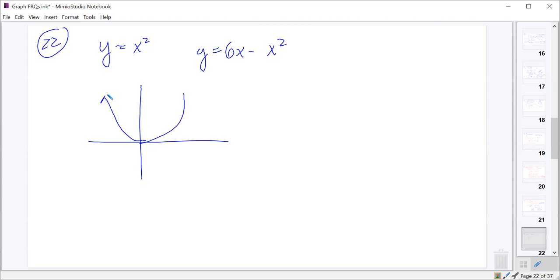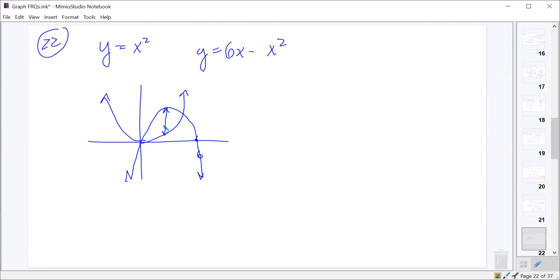Here's y equals x squared. And then 6x minus x squared ought to have an x-intercept at 6 and look something like this, probably facing down. And so when we rotate that around the x-axis, the region between, we're looking for when the vertical distance between these two functions is at a maximum, because we want the largest area of the ring.